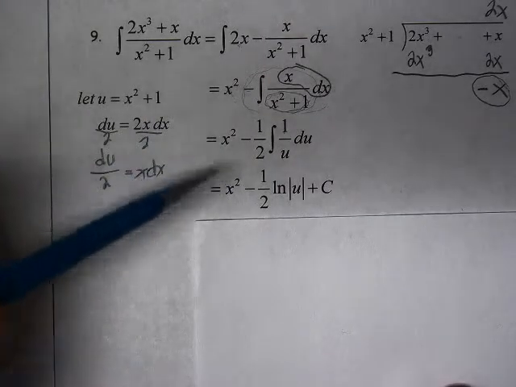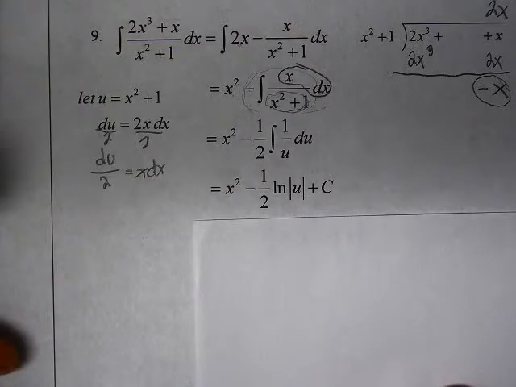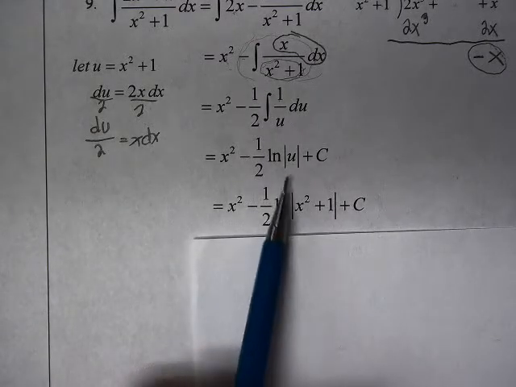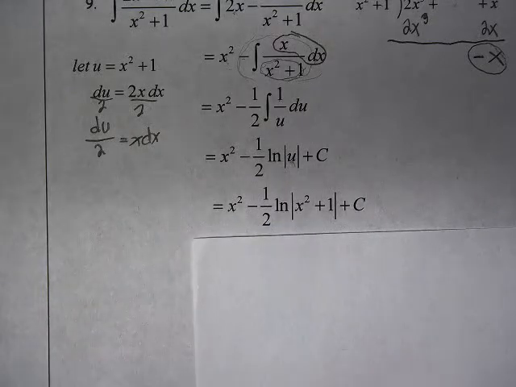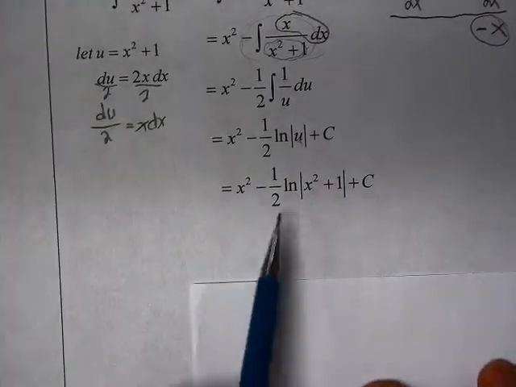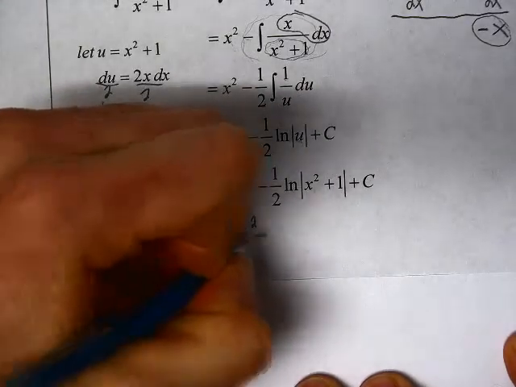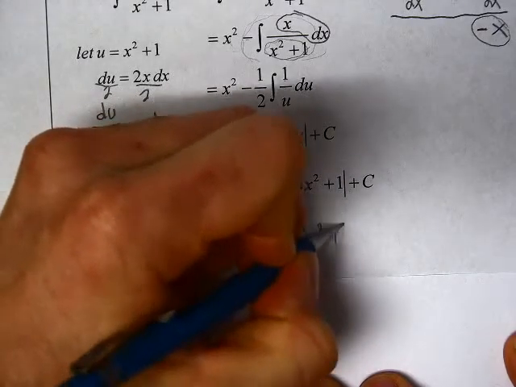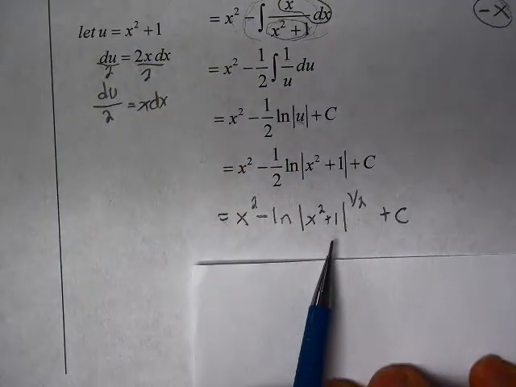So I still have my x squared here. Now I have minus 1/2 natural log of u plus c. All right. And then I have x squared minus, I bring my x squared plus 1 back here. So rather than the absolute value of u, I have the absolute value of x squared plus 1. All right. Now I could rewrite this a little bit. This coefficient of 1/2 could become the exponent there. Right.